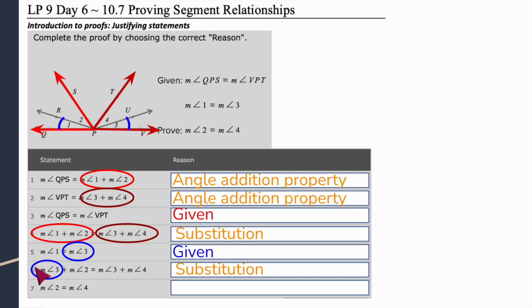And then if you notice from step 6 to step 7, I don't have my angle 3's anymore. I have angle 2 equals angle 4, so the angle 3 has disappeared. So what happens if I have the same thing on both sides, I can use the subtraction property and subtract angle 3 on both sides of the equation. Well, angle 3 minus angle 3 is 0 on both sides, so I'm left with angle 2 is equal to angle 4. So this is the subtraction property.